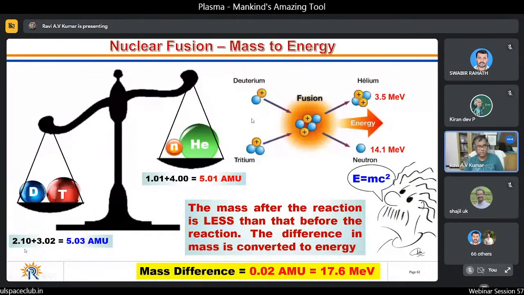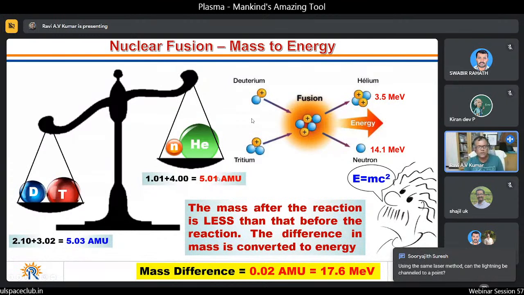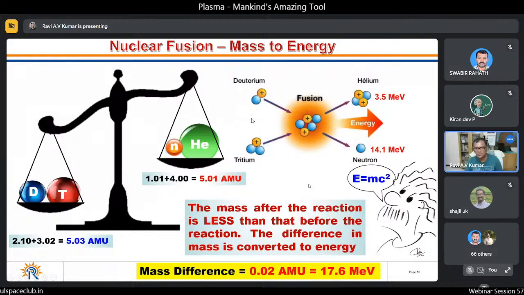Now, how does fusion work? We take deuterium and tritium, which are nothing but isotopes of hydrogen. We combine them and get one helium and a neutron. But you can see the AMU, the weight, is different. Here it is 5.03 AMU. Once the fusion happens, it's only 5.01. It is this 0.02 AMU that is converted to energy. So 17.6 MeV of energy is produced in one fusion reaction.